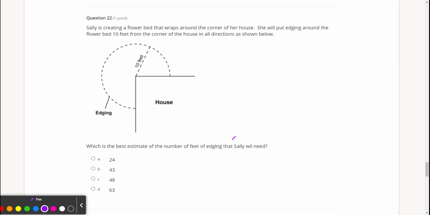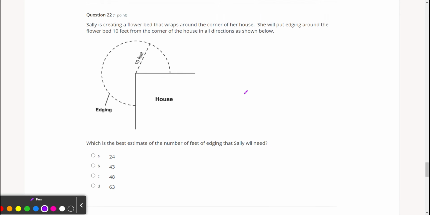What about question 22? So I'm creating a flower bed around the corner of my house, and I want to know how many 1-foot pavers I need to buy. How do I start question 22?